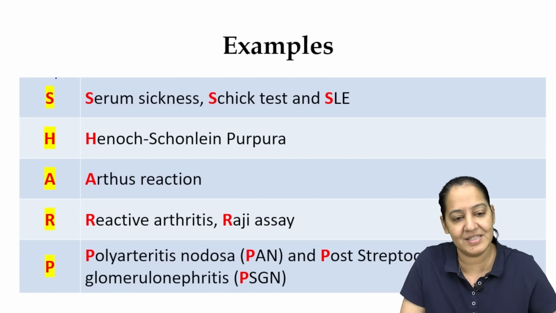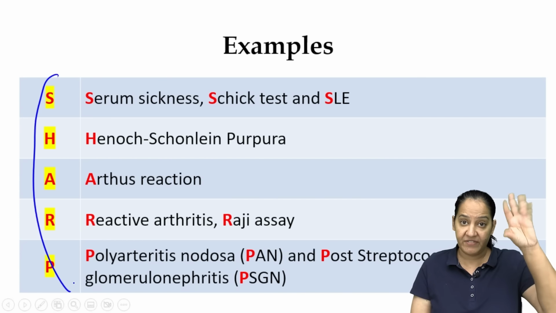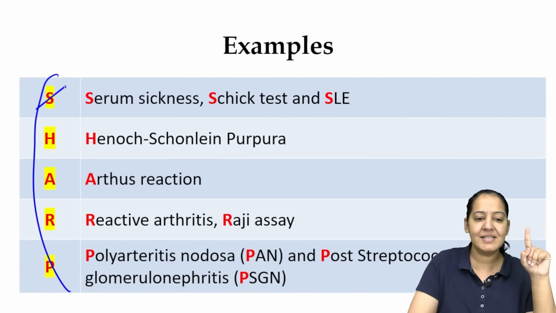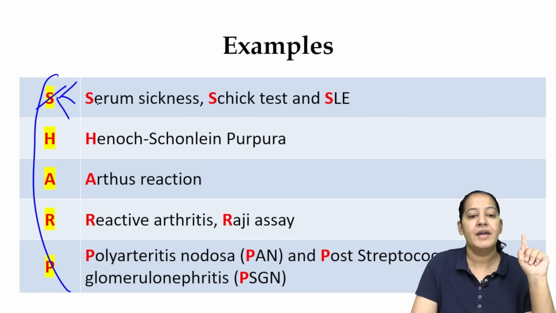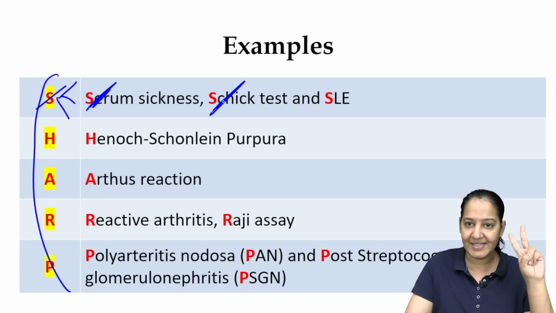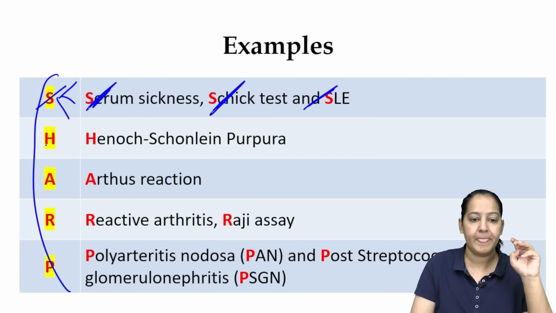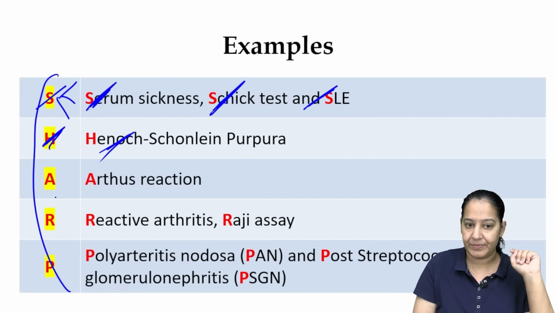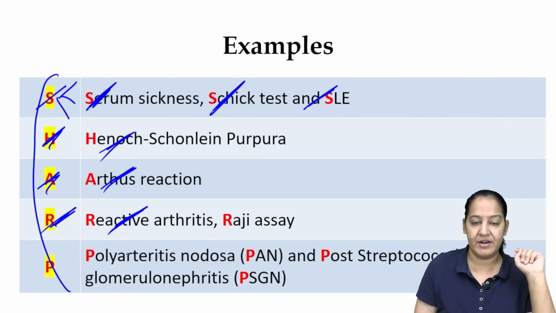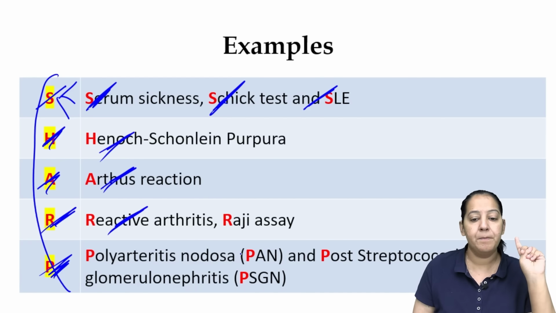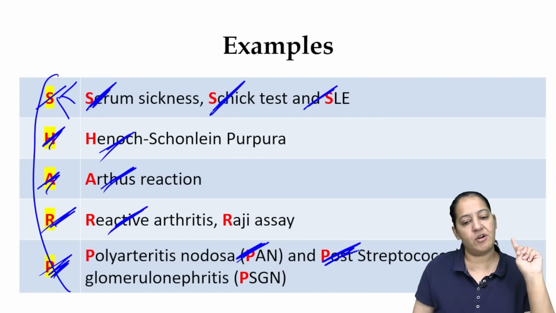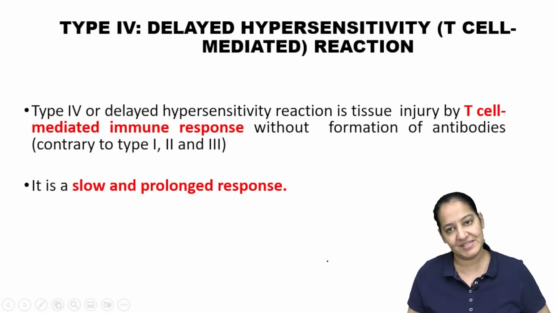Coming to the examples, the mnemonic is SHARP, 5 examples. The S is triple S, 3 S are there: serum sickness, Schick test and SLE. H stands for HS purpura. A stands for Arthus reaction. R stands for reactive arthritis. And P, there are 2 P: polyarteritis nodosa and post-streptococcal glomerulonephritis. So that is type 3.